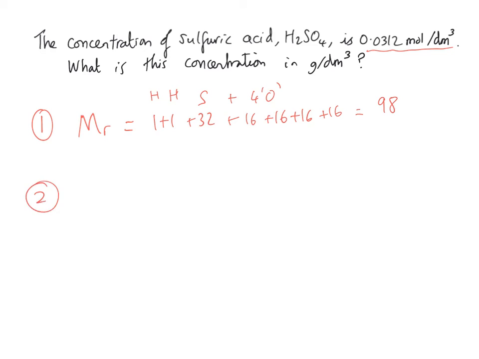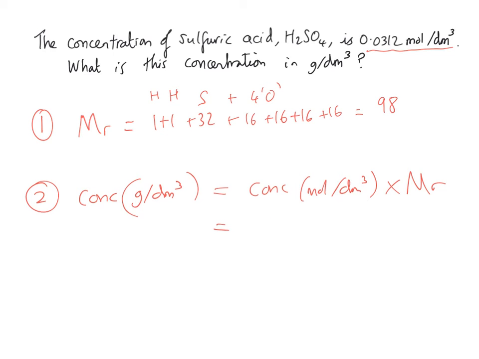And so the second and final step is to work out what the concentration is in grams per cubic decimeter. And remember, to do that, we need to take the concentration in moles per cubic decimeter and multiply it by the MR. And so we've got 0.0312 times by the MR, which is 98, which, when we work that out to three significant figures, is 3.06 grams per cubic decimeter.